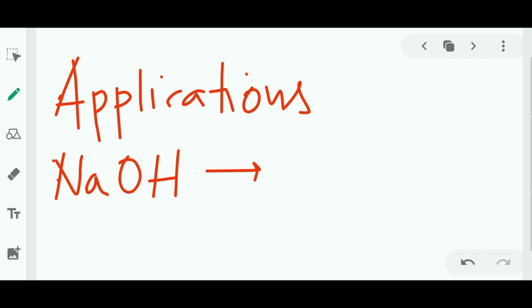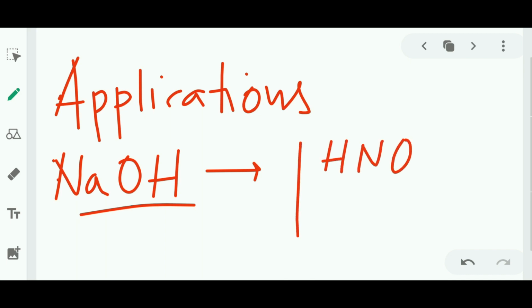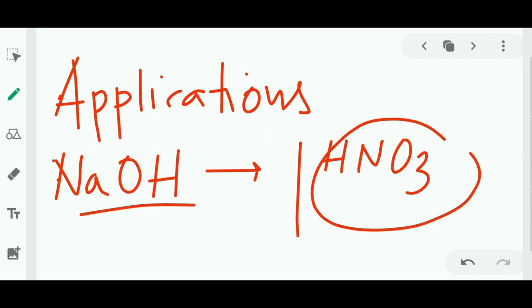Okay, next we need to know about nitric acid. Nitric acid is HNO3. So what are the uses of nitric acid? Is there any use? Yes, nitric acid is used for fertilizers. Ammonium nitrate and ammonium phosphate, these fertilizers are all produced from ammonia or nitric acid.